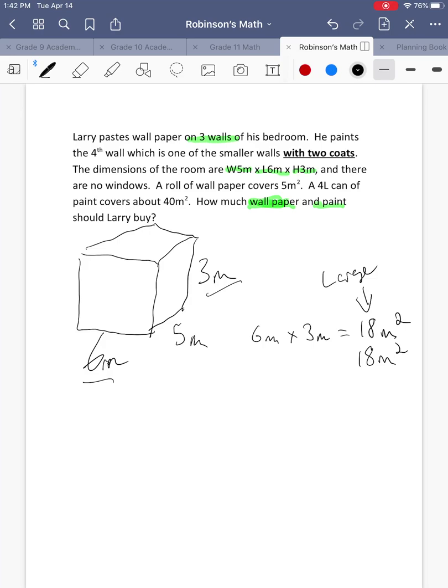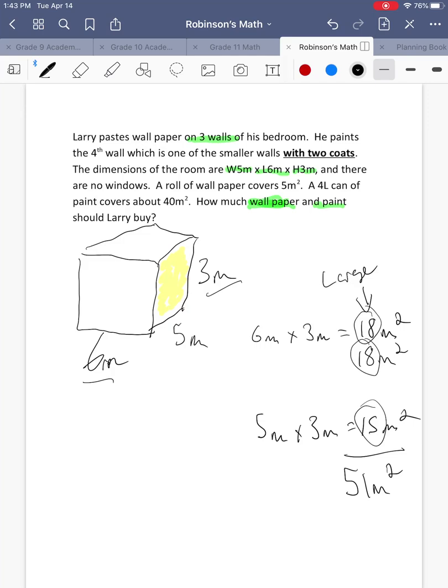So 2 of the walls are 18 meters squared, and then we have to find the area of the smallest wall, which, if you look at the dimensions, is the 5 by 3. So we'll just highlight it here. That's one of the small walls that we're talking about. So 5 meters times 3 meters equals 15 meters squared. Now we have to add up the 18, the 18, and the 15, and that gives us a total of 51 meters squared that we need to cover in wallpaper.